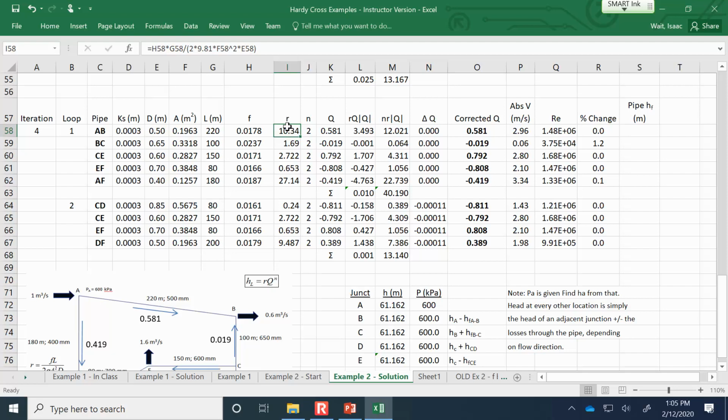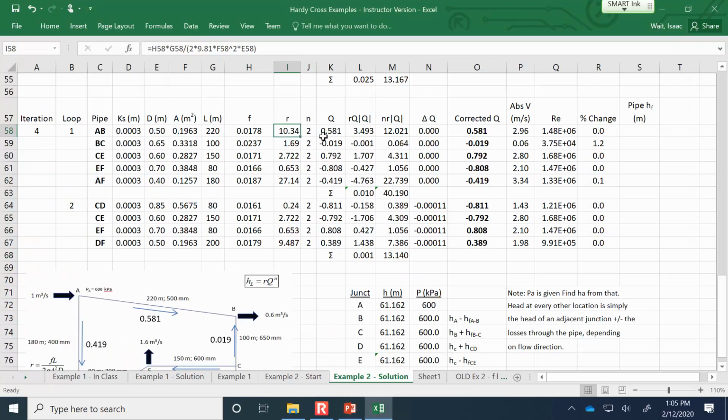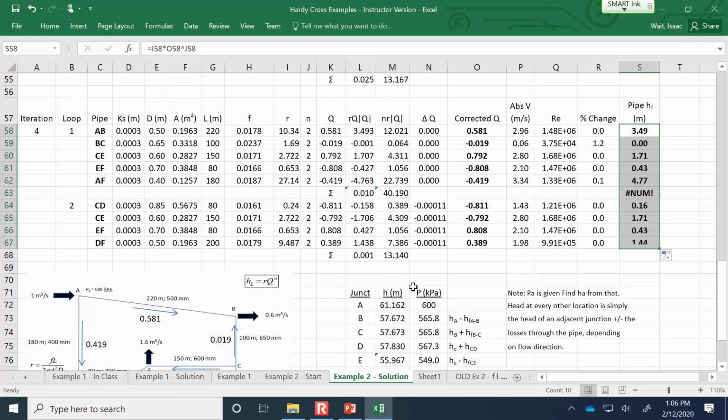So it's just going to be the R values that we have here. So head loss through each pipe is equal to R times Q to the power of N. That's going to be the head loss through each pipe. And we can drag it down and find the head loss through all of the pipes.